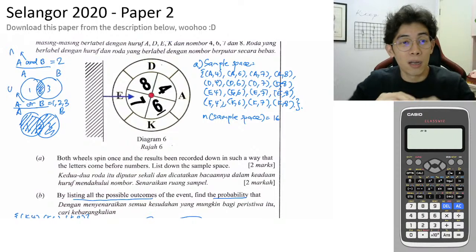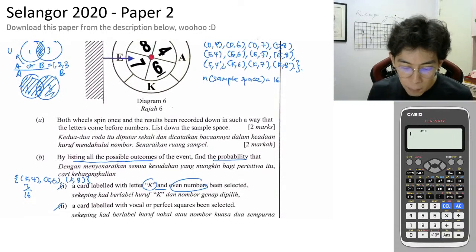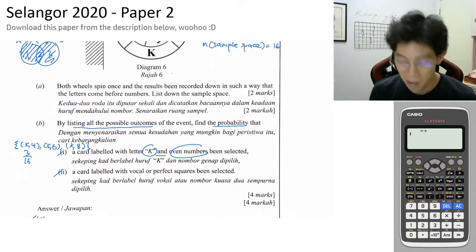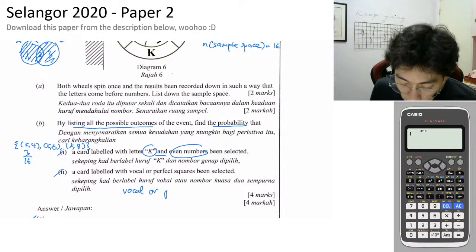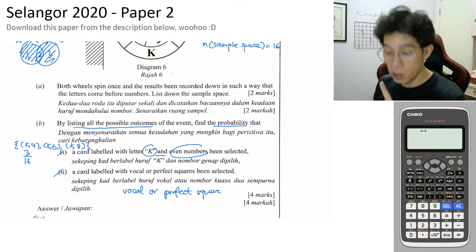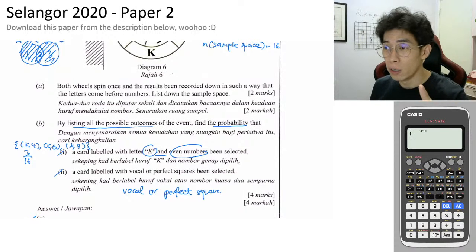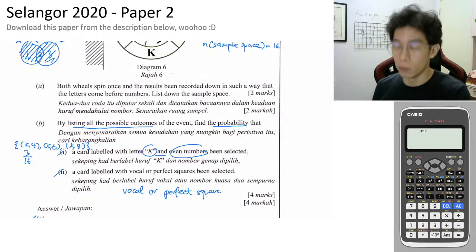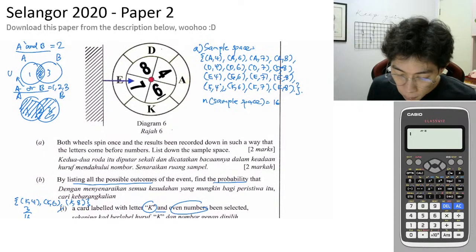So union covers more answers, right? So what do I mean by cover more answers? Okay, so vowel or perfect square. See how I read the question. It means whenever you see a vowel, you sapu everything only. So I sapu already, see. Vowel means sapu.